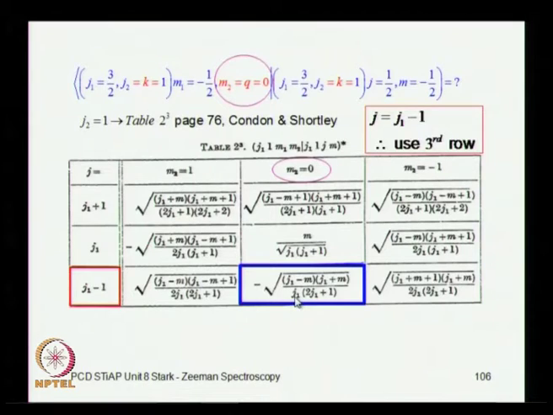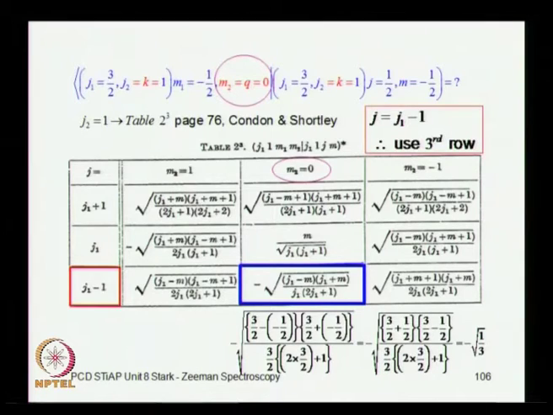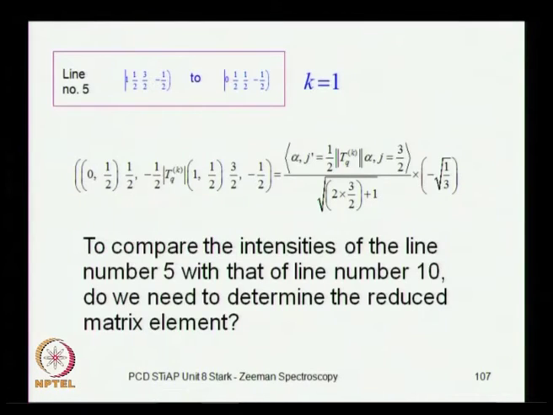Now plug in the quantum numbers J1, M and so on, and that will give you the value of the Clebsch-Gordan coefficient. It comes with an appropriate sign, and if you just plug in the numbers, it turns out to be minus root 1 over 3. So, this is the coefficient you needed to write the geometrical part of line number 5. This is the physical part, the reduced matrix element, times the geometrical part, which is root of 1 over 3 with a minus sign, and we will now ask what is the corresponding expression for line number 10.